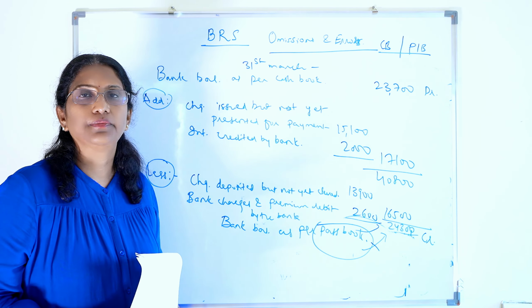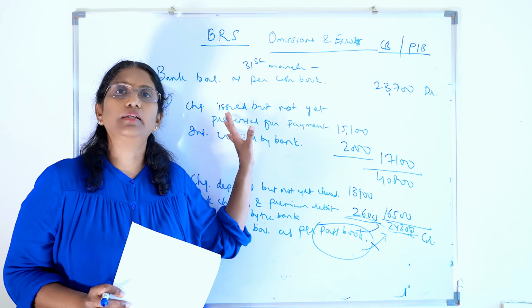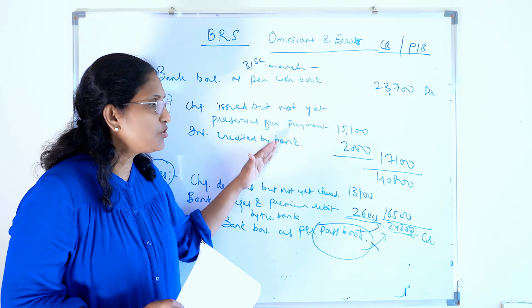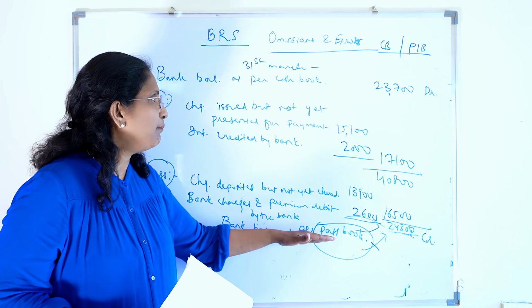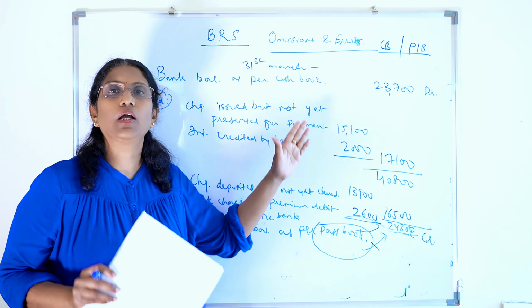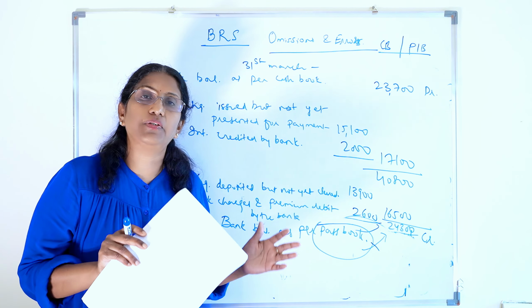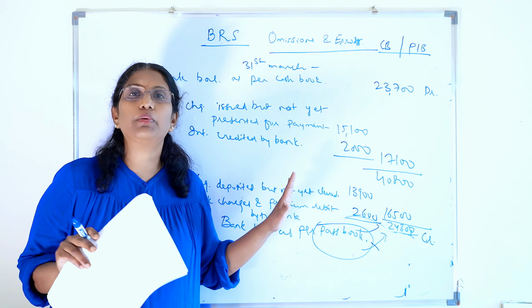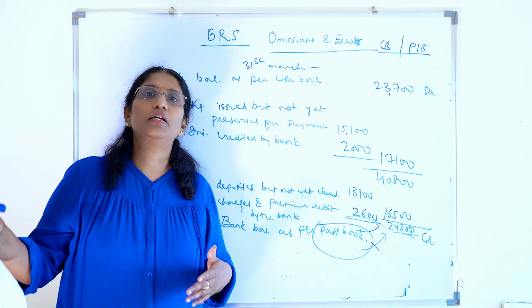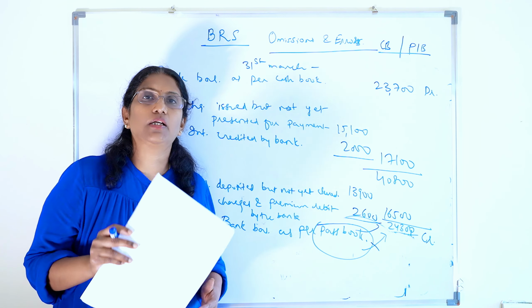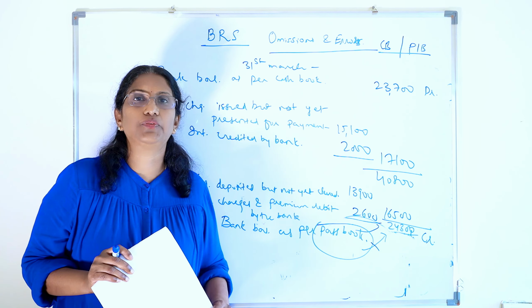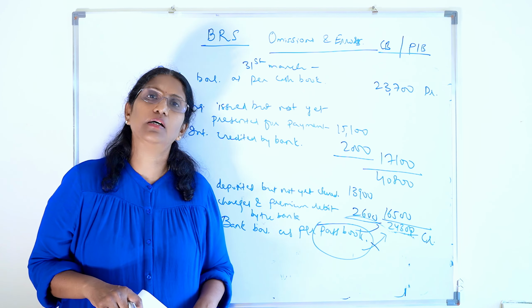That's it from now, and in the other video we will again solve one more sum on passbook to cash book, and then the balances when there are unfavorable balances. We are talking about all favorable balances. When there are unfavorable balances, what are the differences and how we are to adjust that. That will be in the next video.